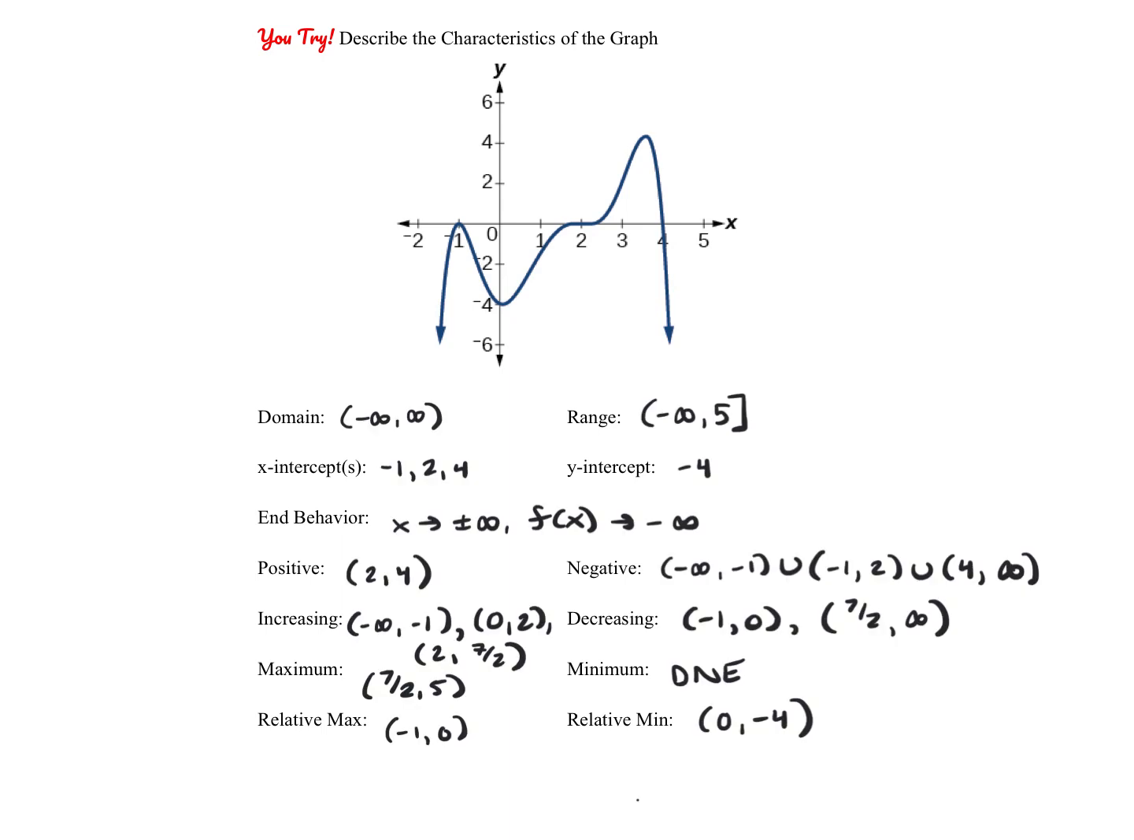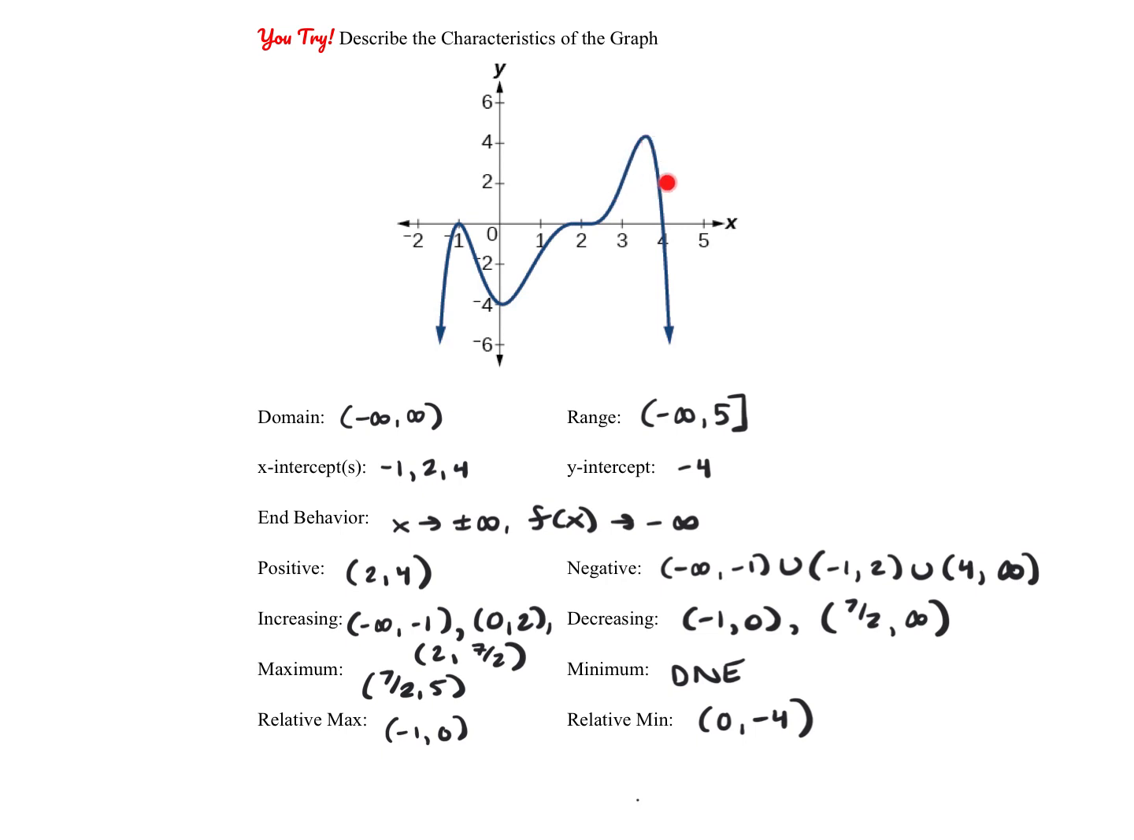All right, go ahead and check your work. So domain is all real numbers. Range is restricted, so it looks like -infinity to approximately 5. I just estimated. We do have 3 x-intercepts and 1 y-intercept. Our end behavior matches. As x approaches positive or negative infinity, f of x approaches negative infinity. Now for positive and negative, be careful. Again, it's in terms of the x interval.